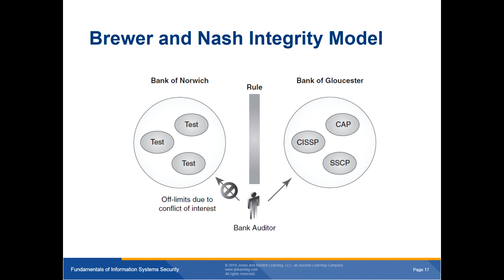So here in the Brewer-Nash integrity model, we have the Bank of Norwich, the Bank of Gloucester, and a rule. In this example, an auditor who worked on data related to the Bank of Gloucester is prohibited from getting to any data belonging to the Bank of Norwich, which is off limits due to a conflict of interest.